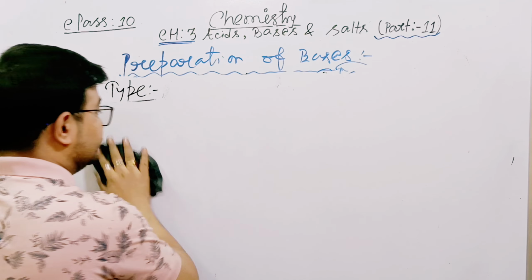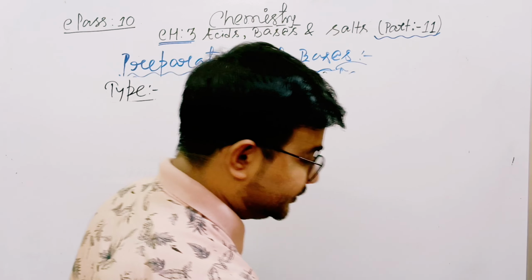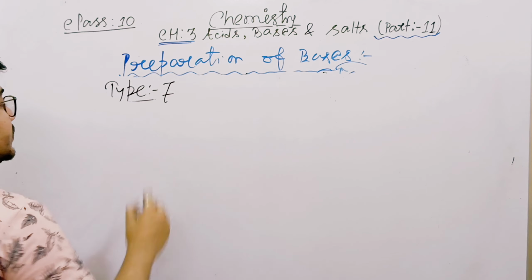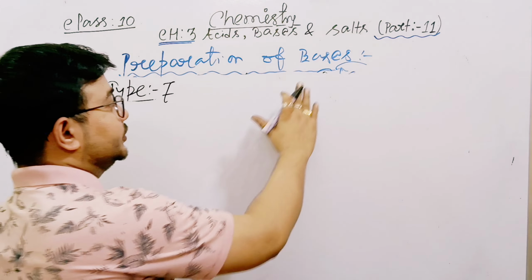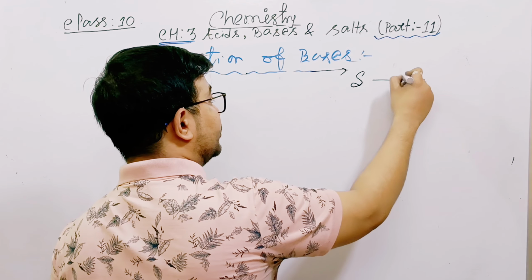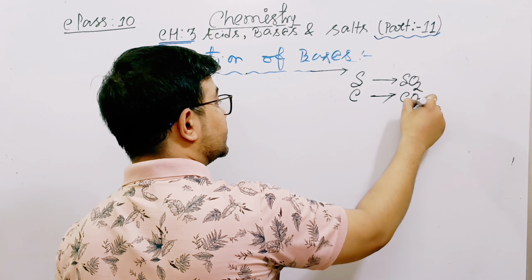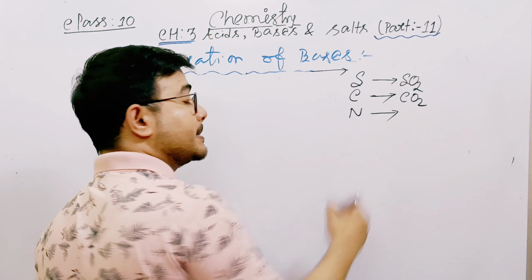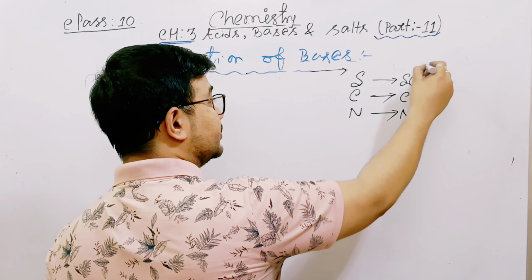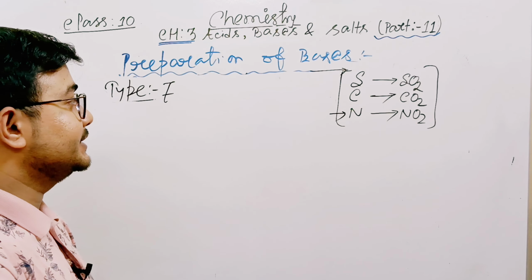Next reaction or preparation, number 7. Tell me in short, if you have sulfide, it produces sulfur dioxide. If you have carbonate, it produces carbon dioxide. If you have nitrate, then what? Nitrogen dioxide, no? So our last type, metallic nitrate.